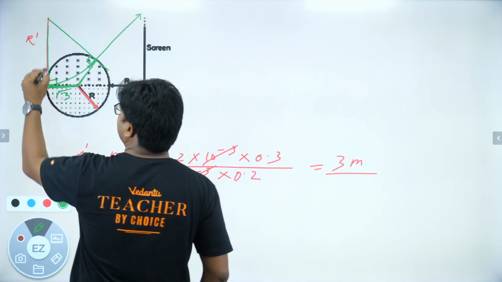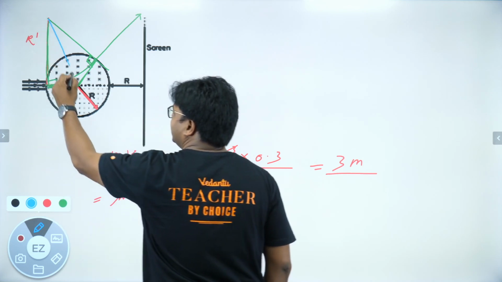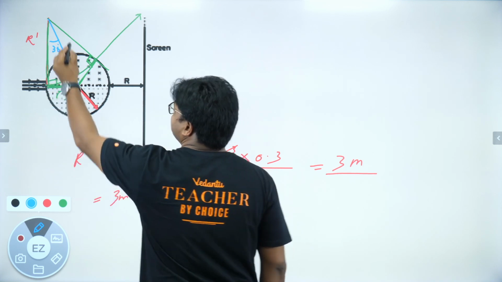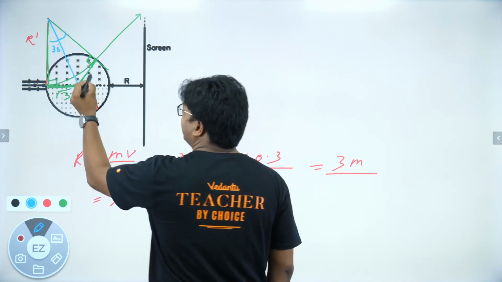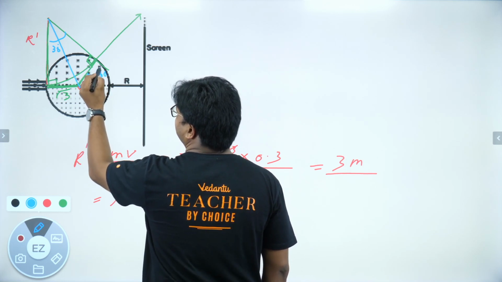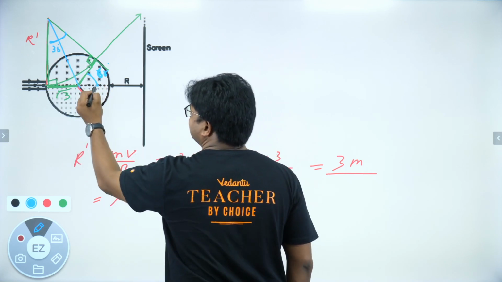This comes out to be 3, which means if I join this to the center, this angle becomes 30 degree, which means this angle also becomes 30 degree. From properties of triangle, this angle also becomes 60 degree. This entire angle is this angle, so this is 60 degree.